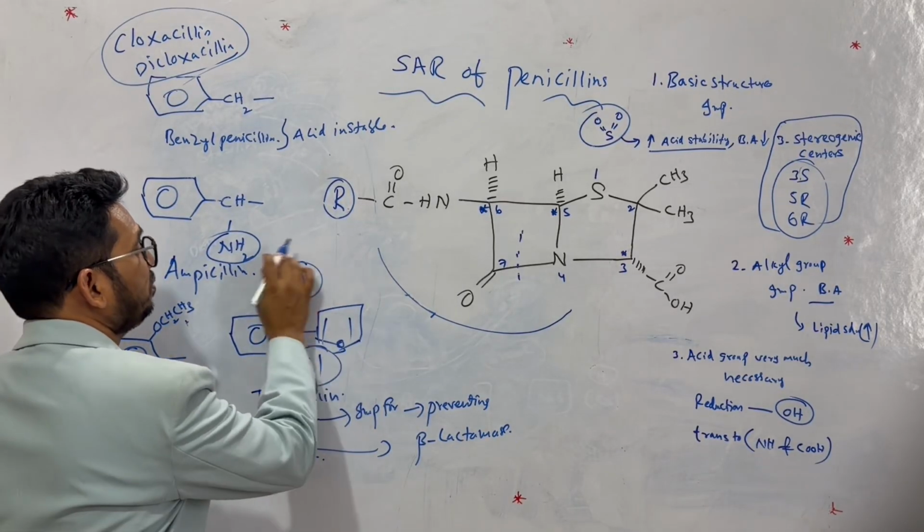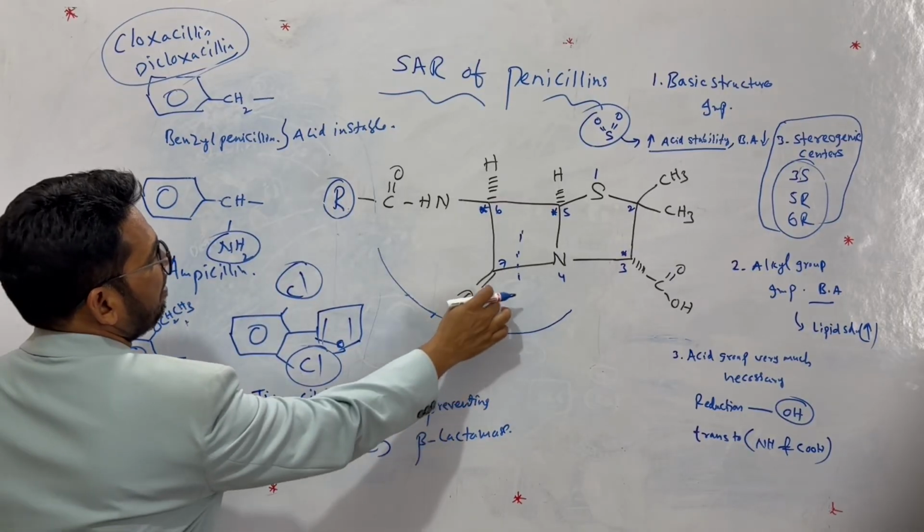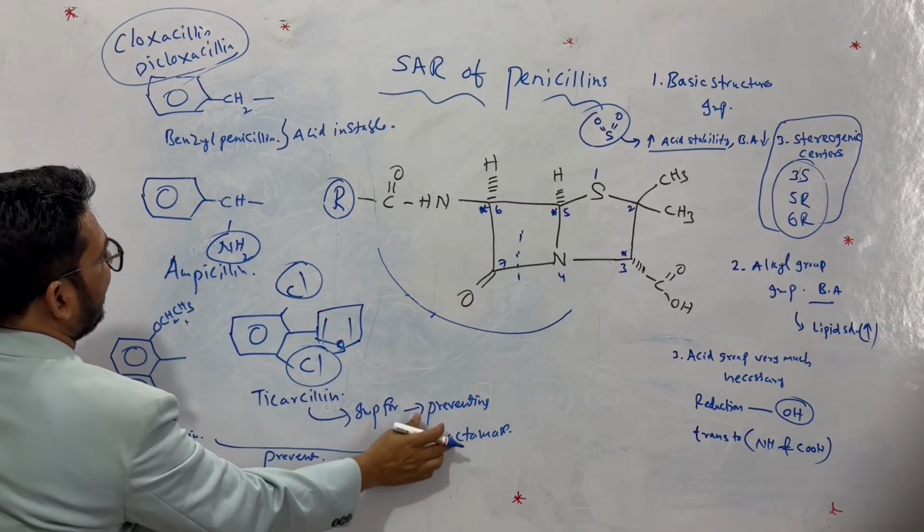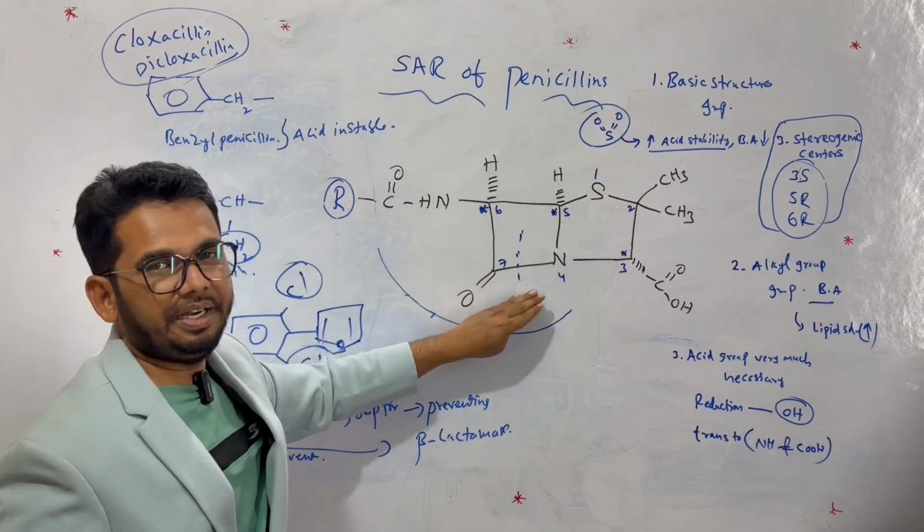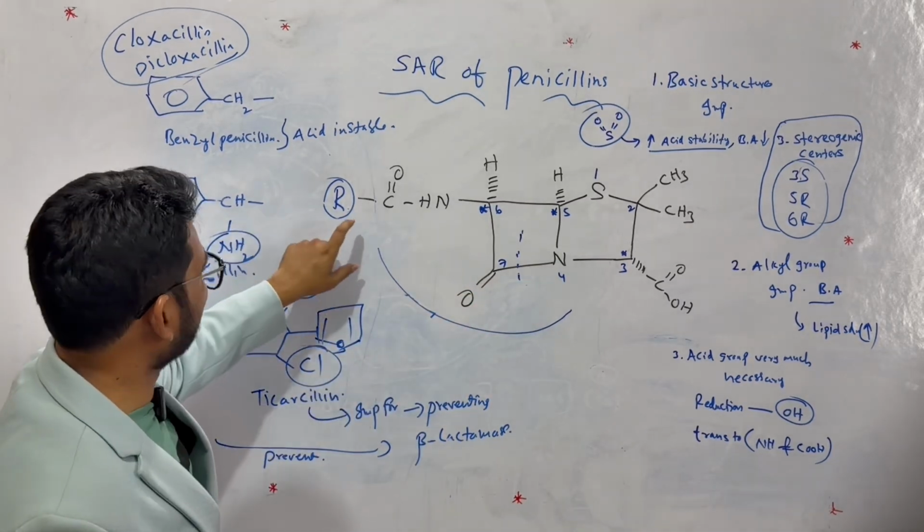It means it shows more protection against which enzyme? The beta lactamase enzyme. That's why it will protect the beta lactam ring. See how much importance this R has.